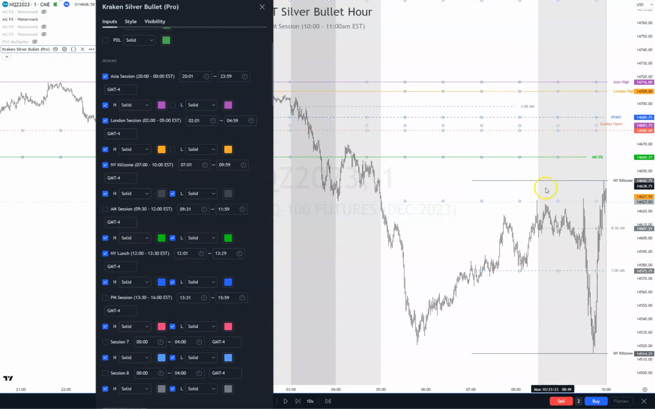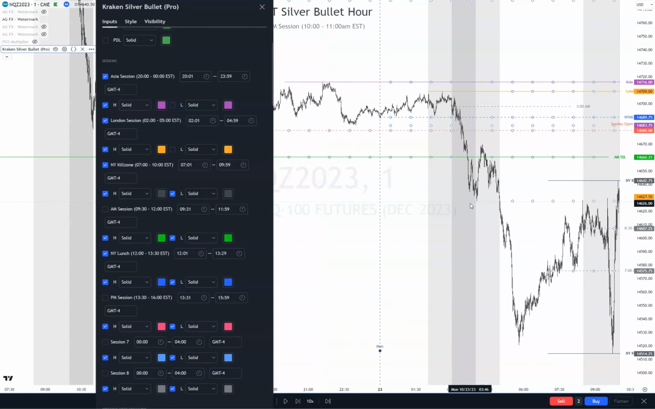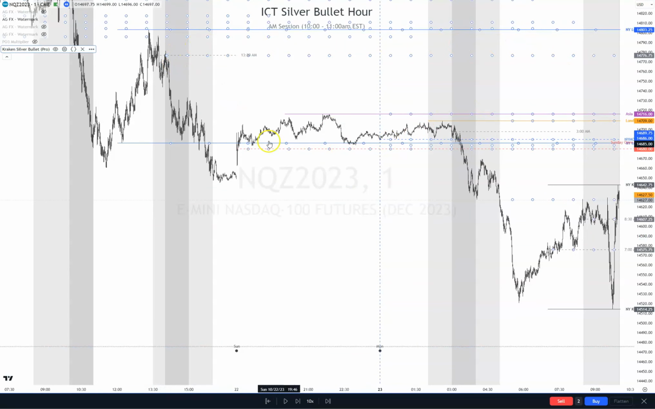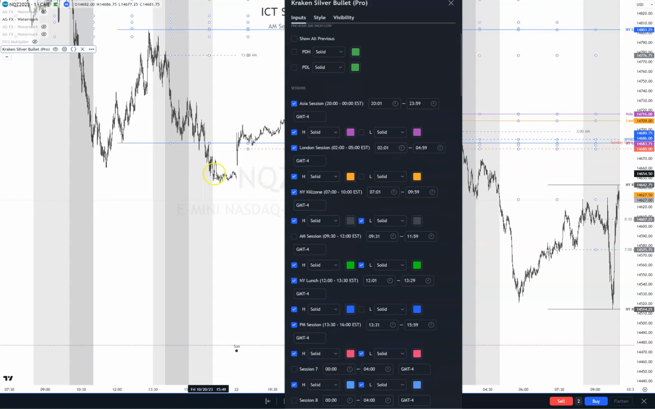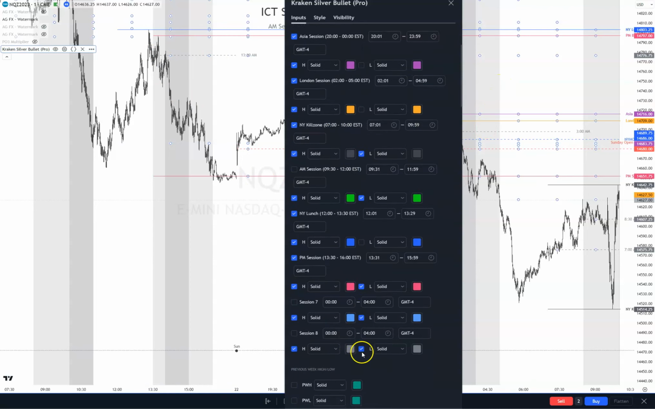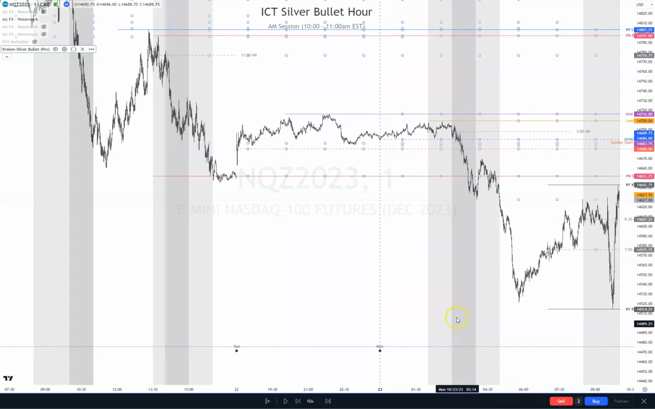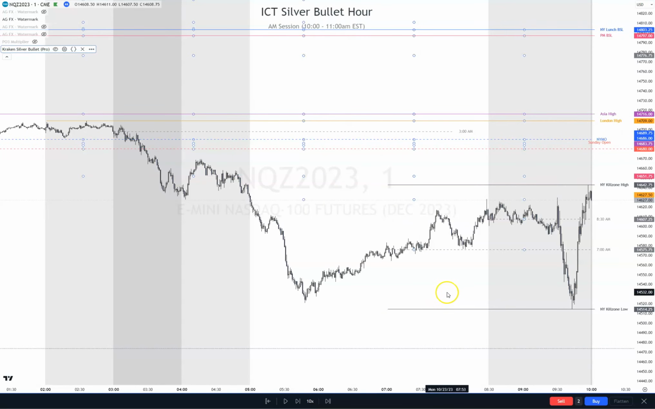New York lunch. Let's see where New York lunch is at. There's the low. The high has not been taken, so I'll leave that on there. And then the PM session, buy side hasn't been taken, but the sell side has, so we'll turn off the low. Okay, so let's see. All our liquidity levels are now on the chart.